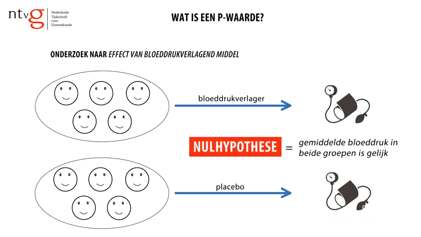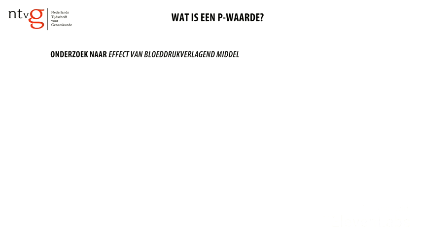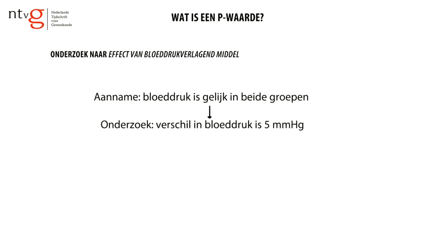Even if our starting point is true, so even if the effect of the blood pressure reducer and the placebo is the same, the difference in blood pressure in the two groups will not be exactly zero. By chance, it can be slightly larger or slightly smaller. Now suppose that the research shows that blood pressure in the group with an antihypertensive is 5 mm lower than the placebo group. The p-value is the chance that we find a difference of 5 mm or even larger if our starting point is correct.